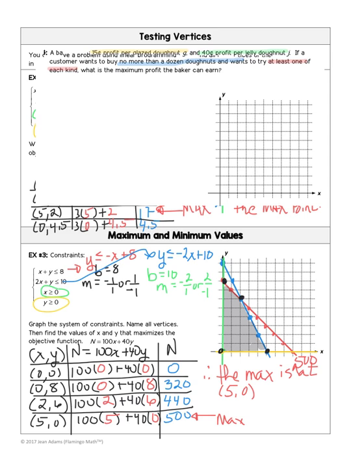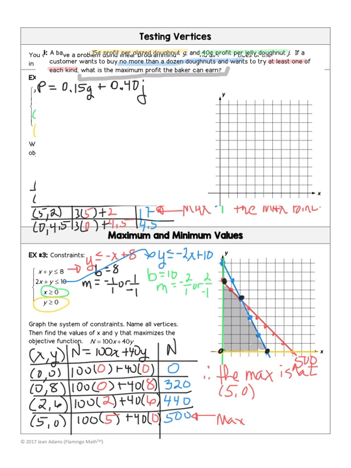What is the maximum profit? So here comes your objective function, because it's the question, what is the maximum profit the baker can earn? So our objective function is going to be maximum profit. So to get our profit, P for profit, it's going to equal 15 cents times G, the number of glazed donuts, plus 40 cents times J, the number of jelly donuts. So that is our objective function.